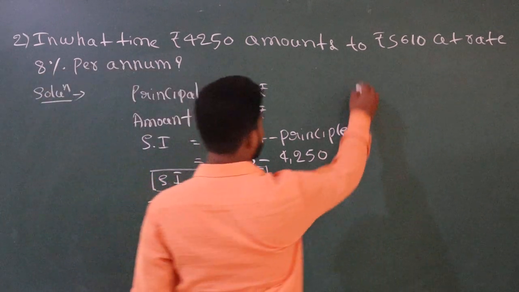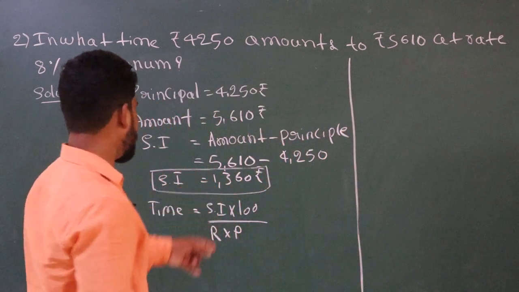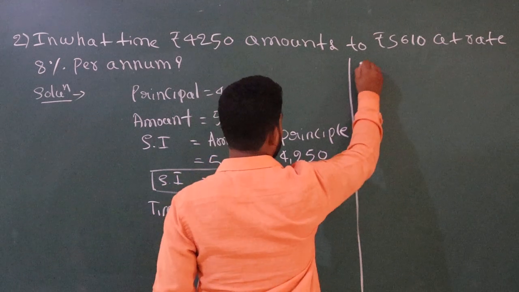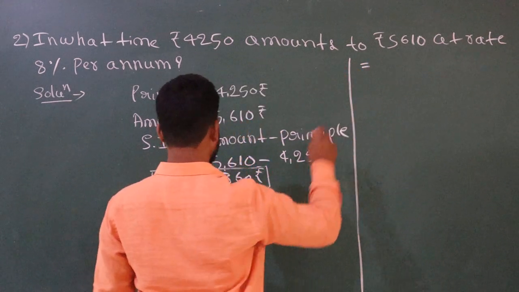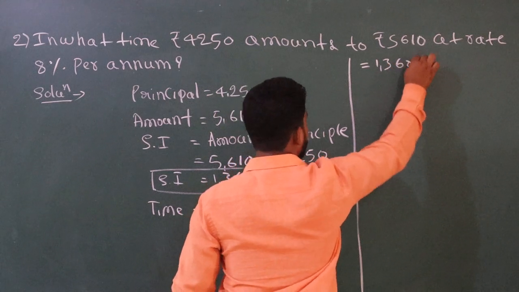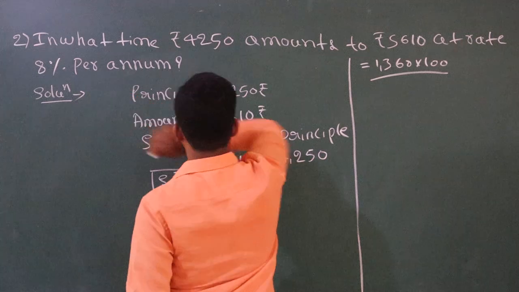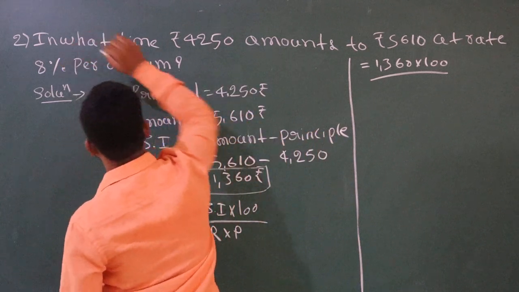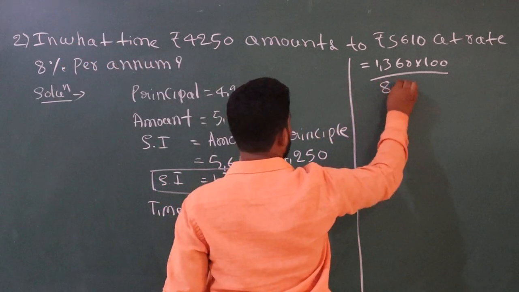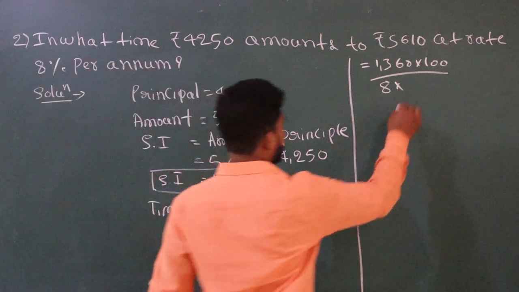Now, what is the simple interest they have given here? What is the answer you got? Time is equal to 1,360 into 100 divided by rate of interest, which is 8%, into P, the principal, 4,250.